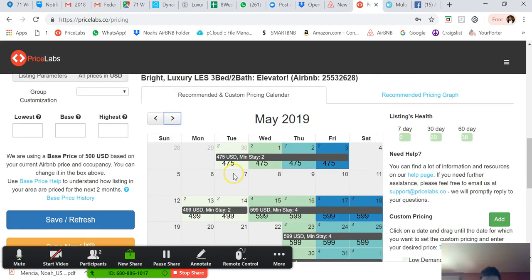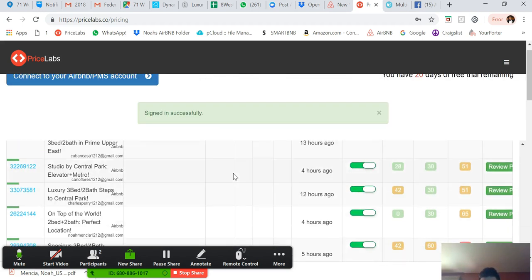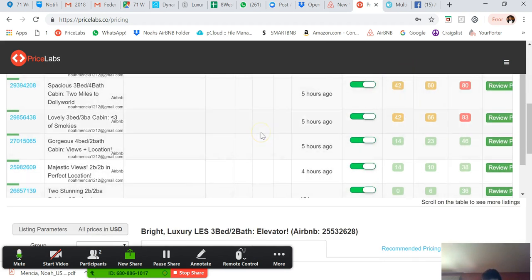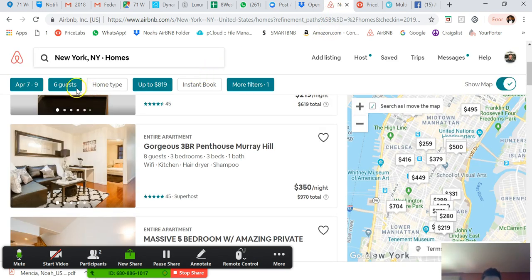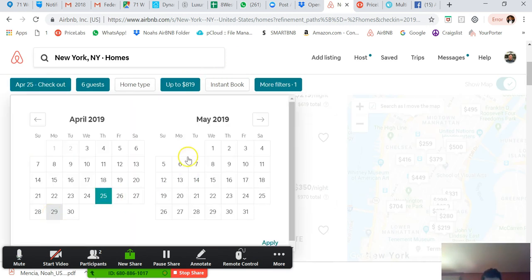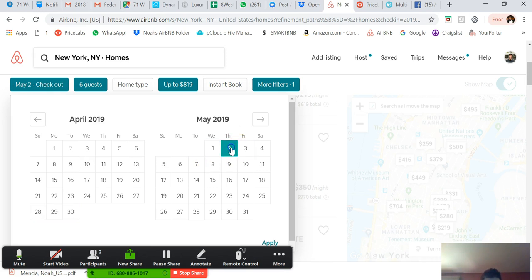Same thing here. Okay, so basically, guys, what I'm seeing here is we've got to just get a sense for what the overall market is pricing at. And are we doing anything wrong here? So we can look at May 2nd and May 6th, just out of curiosity.